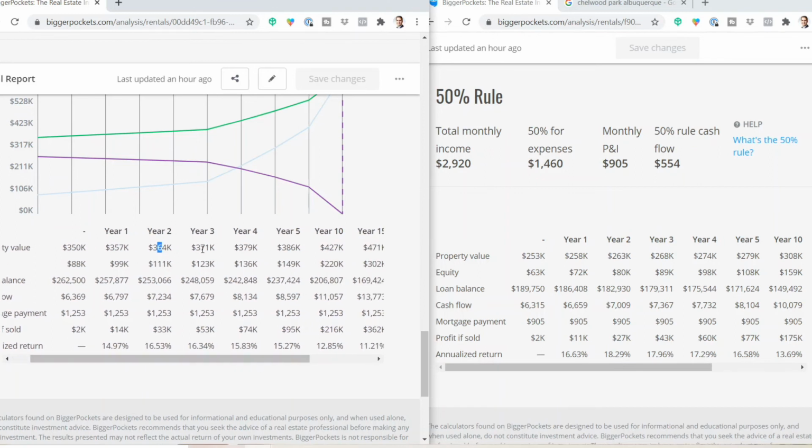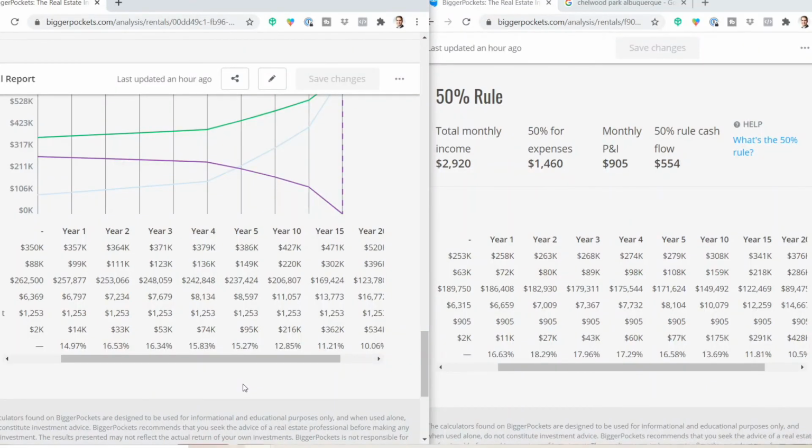And chances are, of course, that property A is going to appreciate a little bit faster than property B. So if we take into account the appreciation on the property, as well as every single month's rent, at that point, the difference of these two properties is actually less and less. If we look back at this 30-year analysis, you can see at year 5, your return right here is 15.27%, and year 5 here is 16.58%.